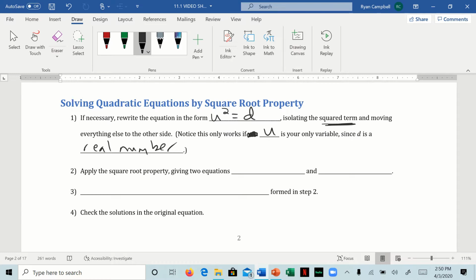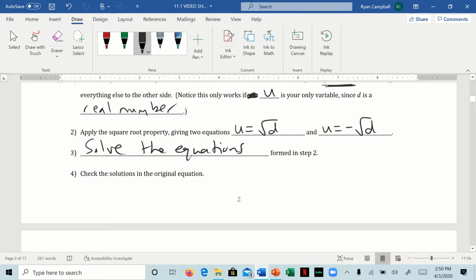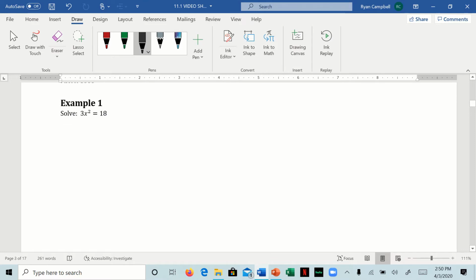So after that, we can use our square root property. So we know that u is going to be the positive square root of d, and u is the negative square root of d. And then from there, we want to solve the equations. And then, of course, step 4 is always just checking. But we don't have to do that, but we absolutely can. So let's look at example number 1.